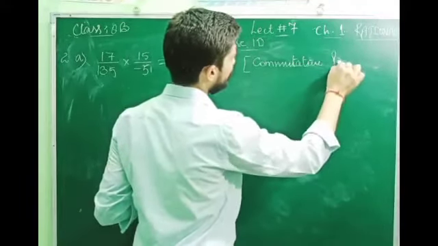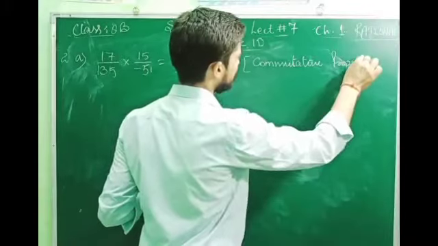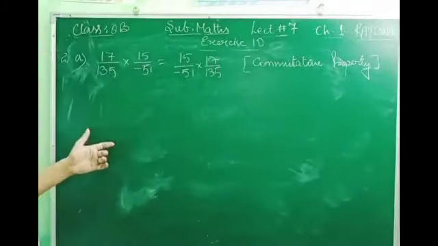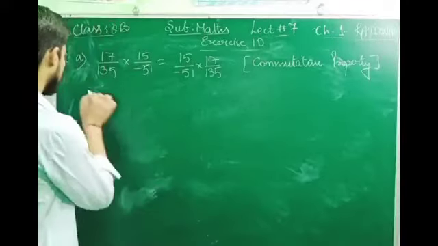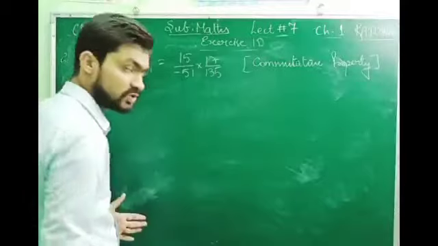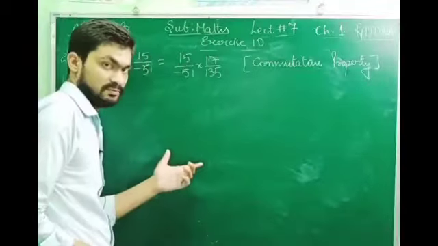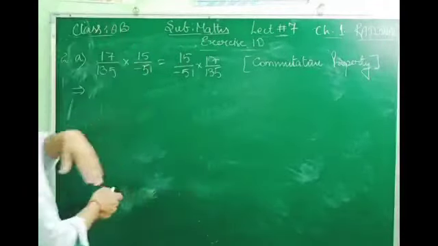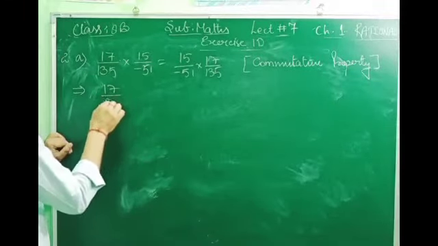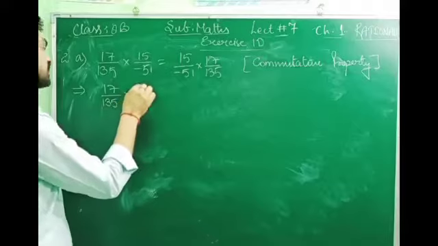But how will you verify it? This is the main task. So my dear children, to verify, you have to do the following steps. You have to take both sides separately and solve them. Correct? Now, 70 upon 135. Actually, 135 it is.